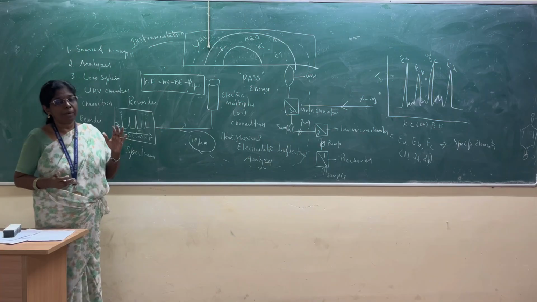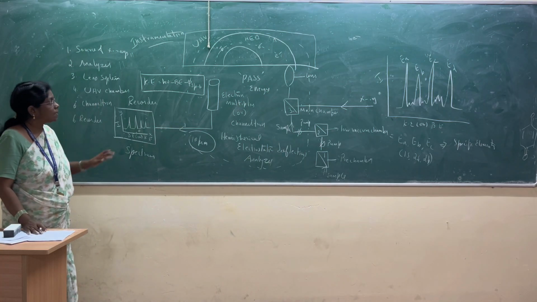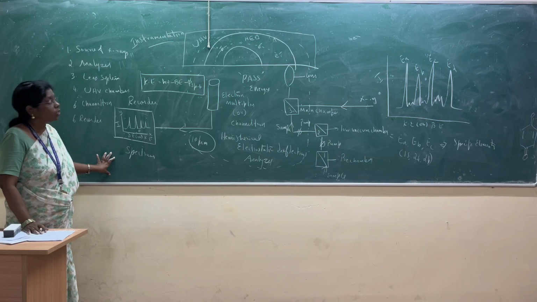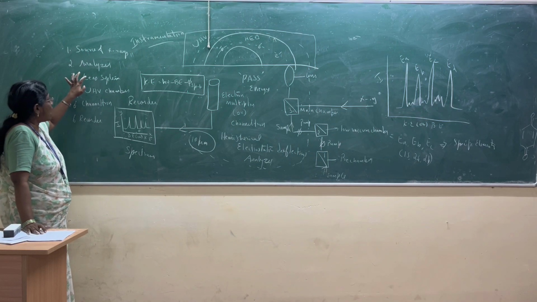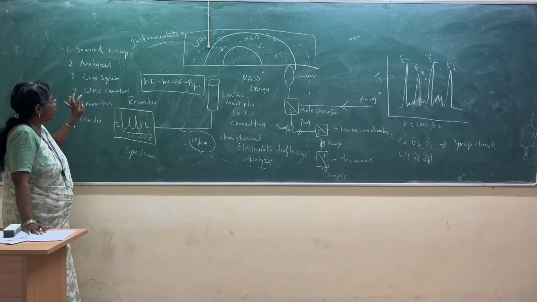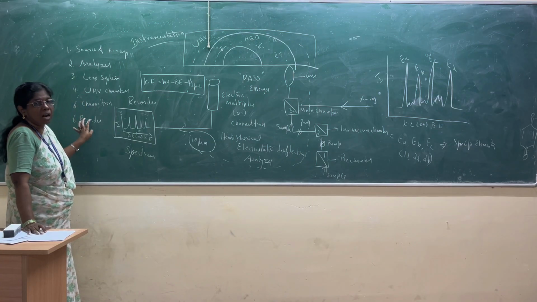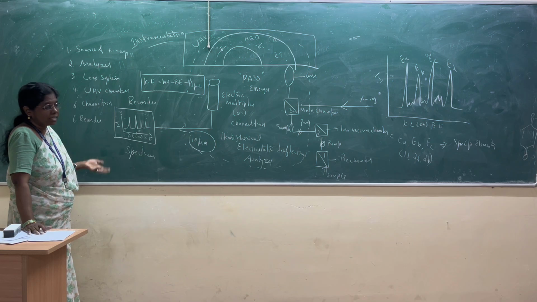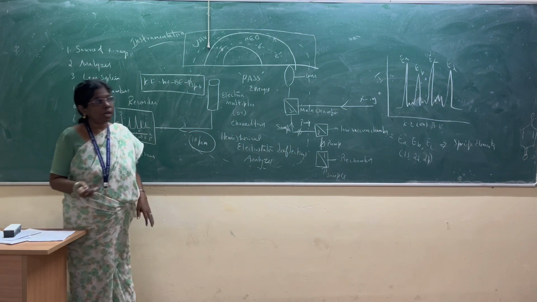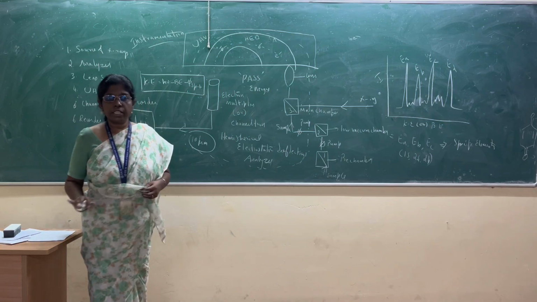And that is the basic principle of this XPS, and these are the instrumentation: sources of X-rays, analyzer, lens system, UHV chamber, channeltron, recorder. I think that is what we have discussed so far, about the advantages and disadvantages.